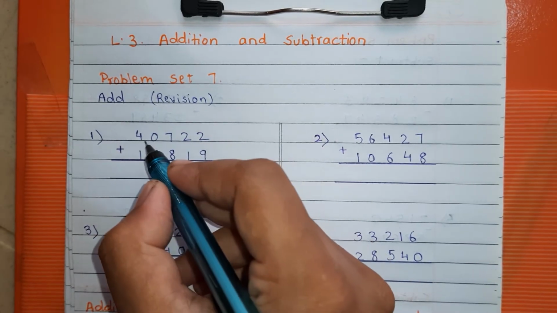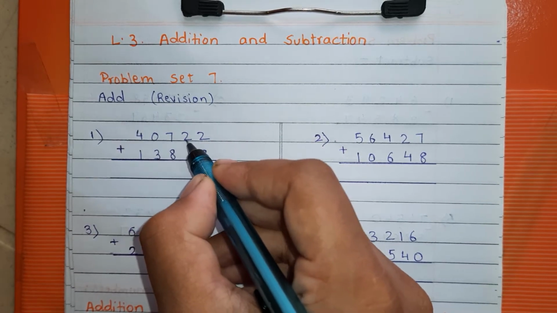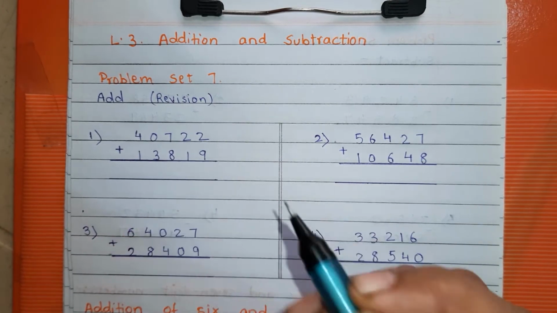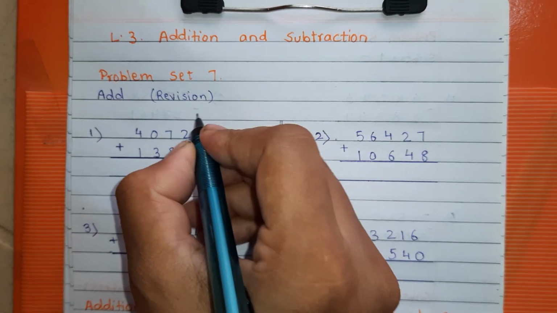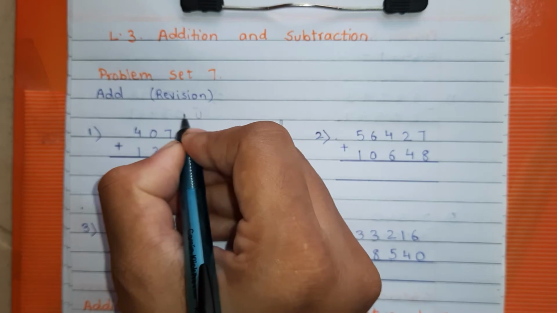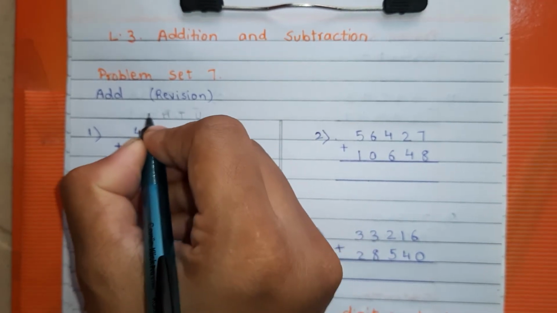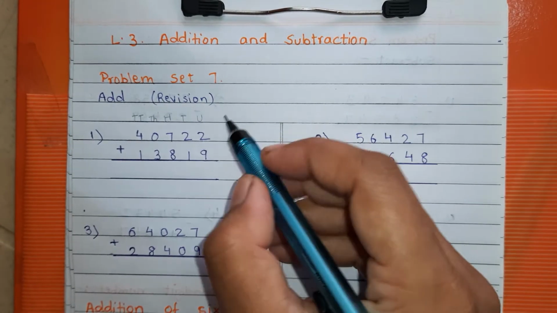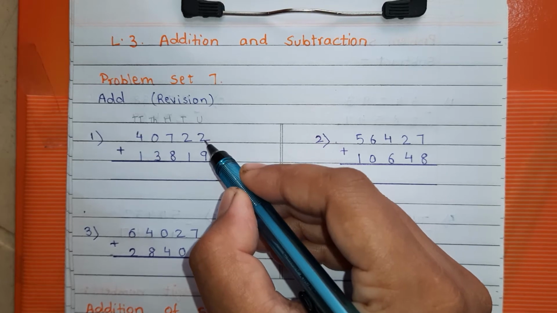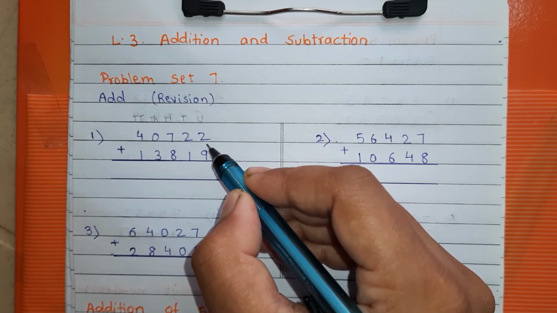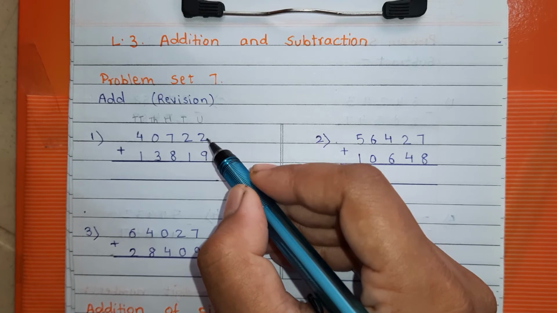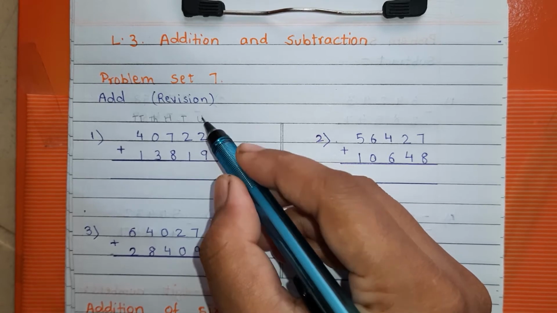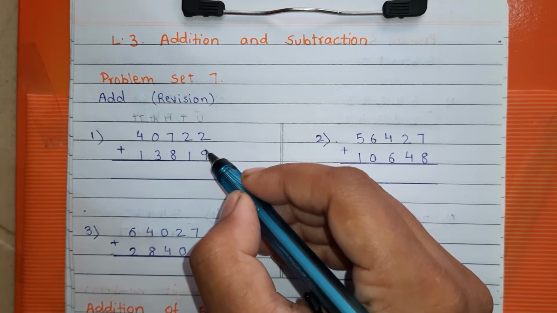Now the first example, 40,722 plus 13,819. Quickly we will write the places with pencil: units, tens, hundreds, thousand and 10,000. First, we should always start addition from the units place. Addition or subtraction, whatever it is, we should always start from the last place, that is the units place. So first we will add these two numbers.